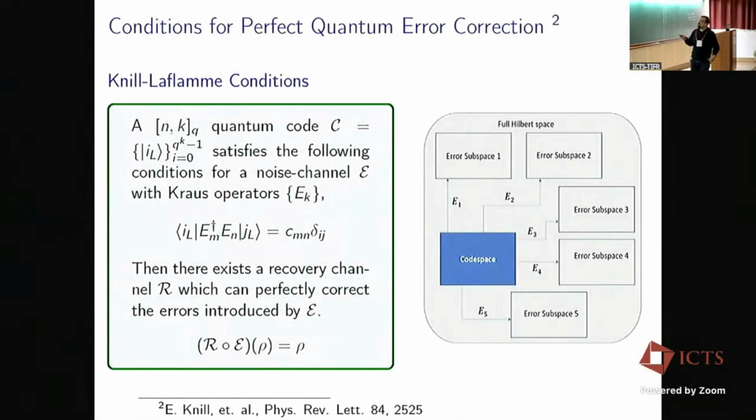So here is the equation, but I'd like to present it through a diagram. This is the full Hilbert space, and you have encoded your system into this subspace of the larger Hilbert space. There are different errors. These are the Kraus operators of a channel epsilon. Different errors will take your code space to some orthogonal subspaces. So if this algebraic condition is satisfied, then there exists a recovery channel R, such that R composed with epsilon acting on rho will give you rho back, given that rho belongs to this code space.